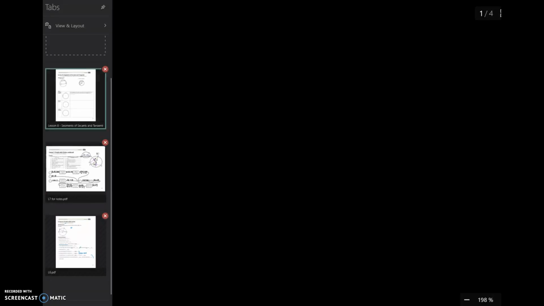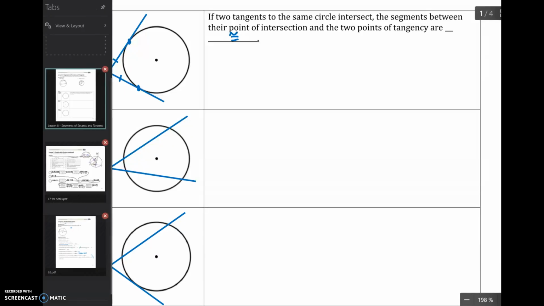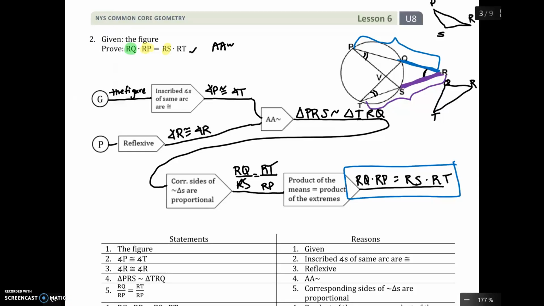The second two properties are what happens when we deal with secants, or secants and tangents in the same circle. So if we have two secants, or one of each, a secant and a tangent, there's a slightly different rule, and we proved that back in lesson 6 when we did number 2. In number 2, we had proven that RQ times RP was equal to RS times RT.